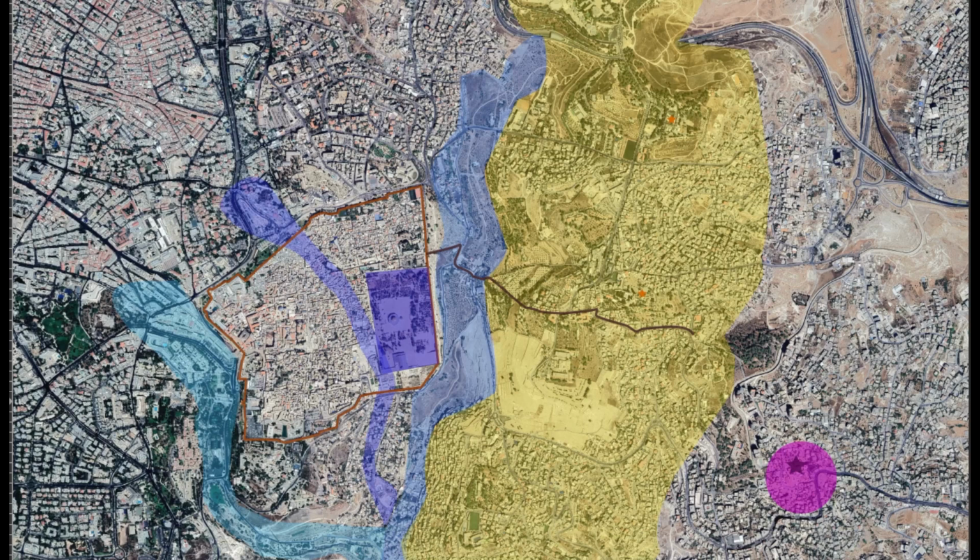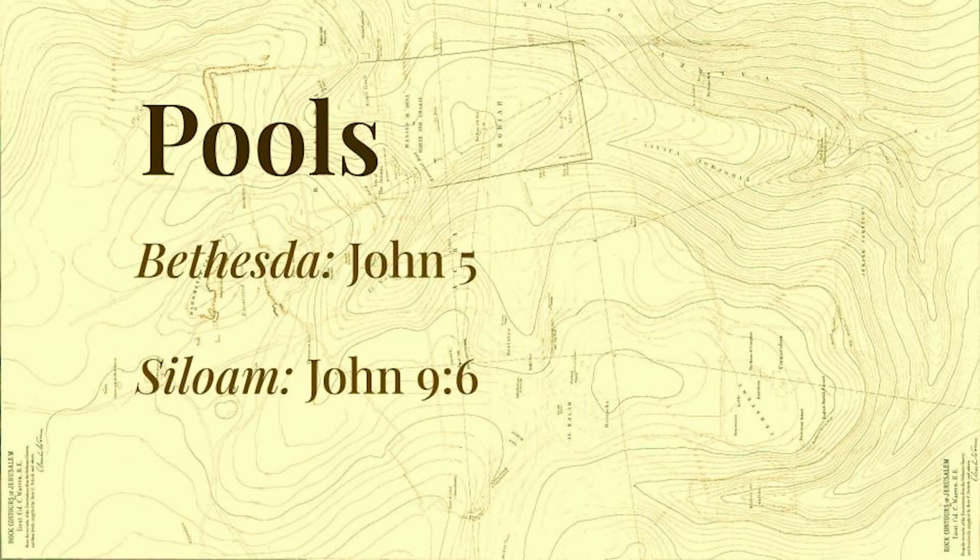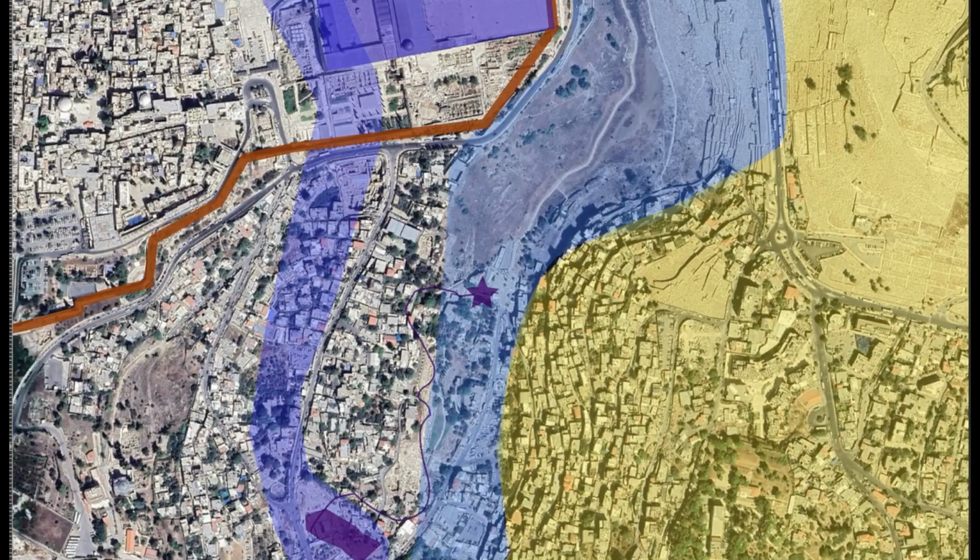A couple more details before we get into the passion details, which is where most of our information lies. The first thing is there are two pools that are mentioned in John. This lower one here is the pool of Siloam. It is connected by a rock-cut tunnel, also called Hezekiah's Tunnel, this purple line, to the Gihon Spring. Jesus tells a blind man to go wash his eyes there, and he receives his sight.